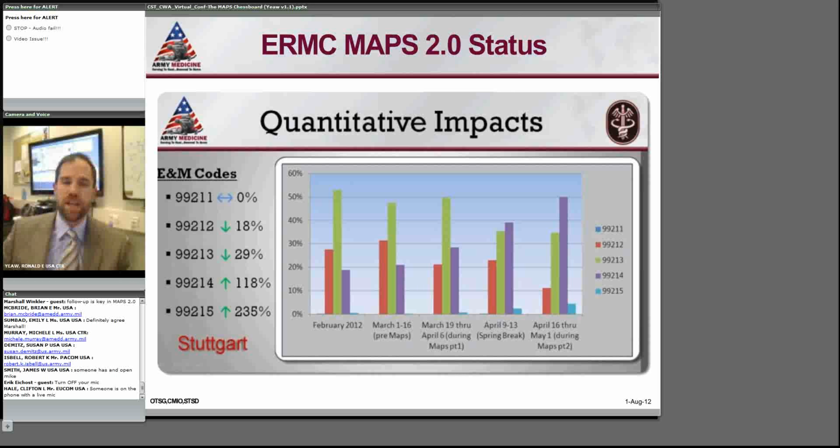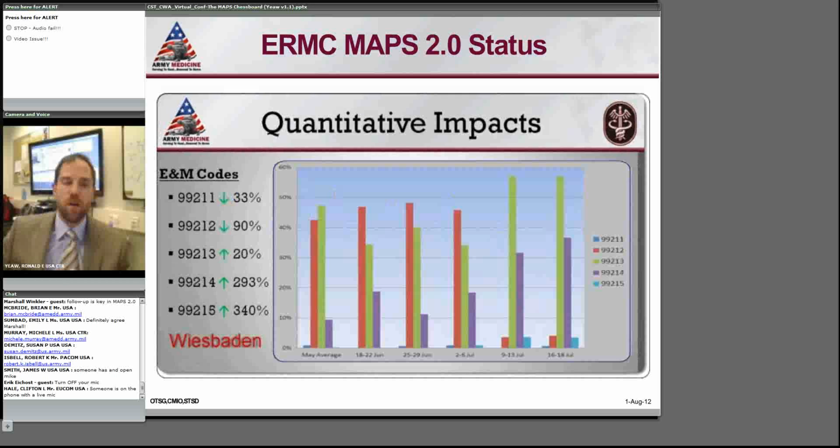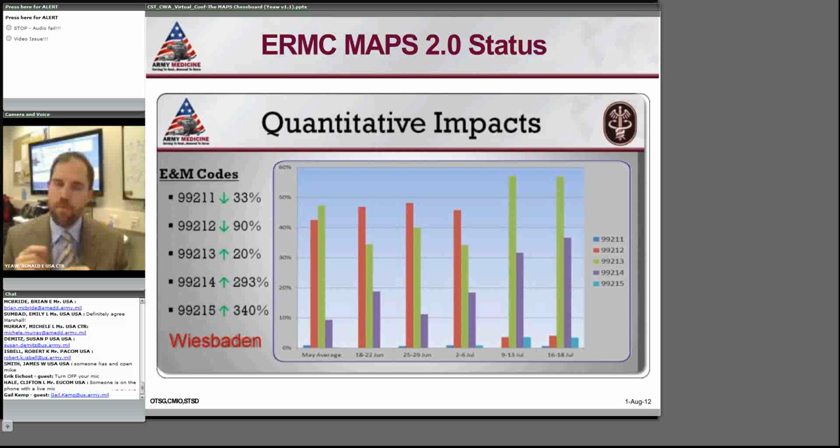Let's take a look at another example. The clinic I just closed out Friday before last at Wiesbaden. Take a look at what happened with the 99212s. We had our coder on board and she said, listen, most all encounters out there are almost at a 3, but they're missing a couple critical details that could get them from a 99212 to a 99213. And using our ERMC approach, I think it's very clear that we got after that, and we got after it in a big way. We dropped their 99212s by 90%.